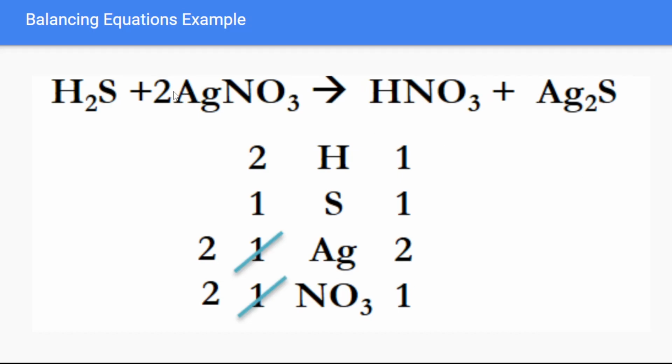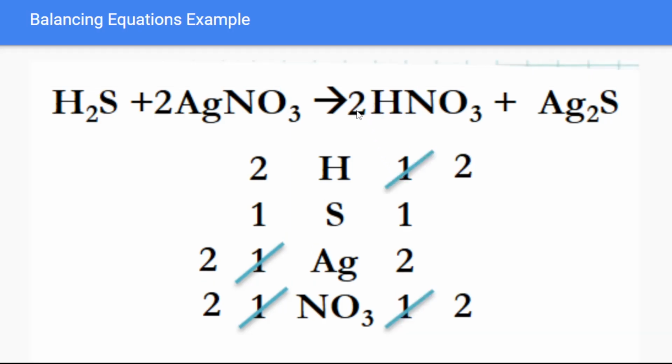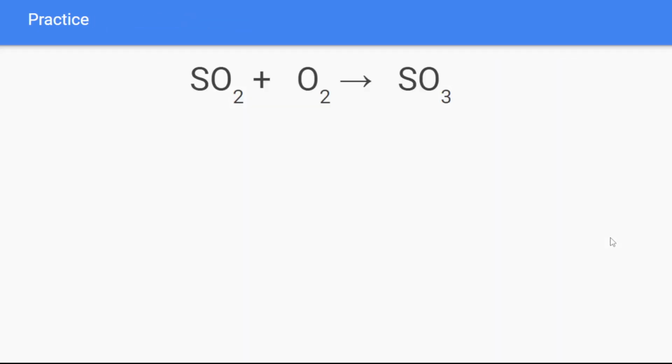If I change this to 2, that gives me 2 silver, but it also gives me 2 nitrates. So I change over here to represent what had changed when I changed that coefficient. Obviously my nitrate's uneven, so I need to add a 2 here. When I did that, now I have 2 hydrogen and 2 nitrates. So 2 hydrogen, 2 nitrates. Now let's see, are we balanced? 2, 1, 2, 2. Totally balanced. Example.